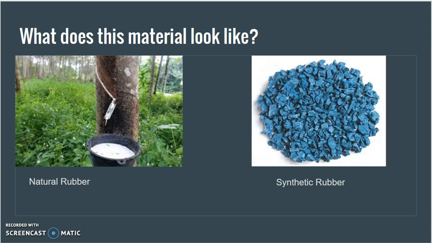Now we're going to talk about what the material looks like. On the right, you can see synthetic rubber, after the process of styrene and butadiene being mixed together and the crumbles of rubber being dried and baled together. And on the left, you can see the natural rubber. As seen in the picture, you can see the rubber tapping, where the liquid latex drips down into the bowl.